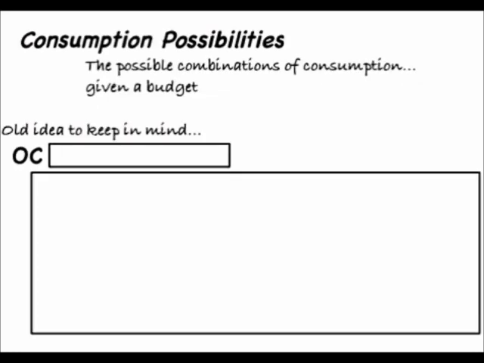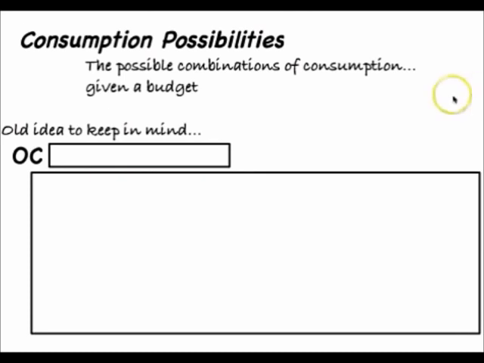Now that may sound familiar. We've studied production possibilities earlier in the class. Well, this is a very similar concept. With consumption possibilities, we're looking at the different possible combinations of consumption for a household given a set budget. It's a very simple idea. We're not going to go into a lot of depth. It's pretty straightforward.